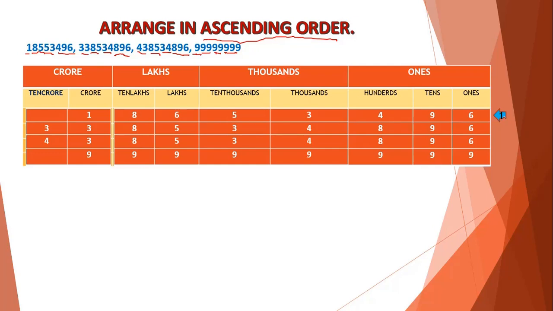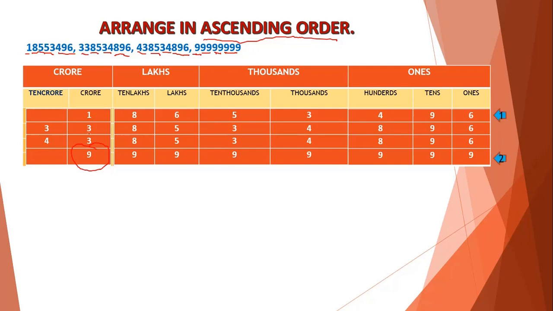So I wrote here the first smallest number. And the remaining are 3. Out of these 3, we know that this 9 crore is the smallest, the second smallest. So again I will put a 2 for this number here.